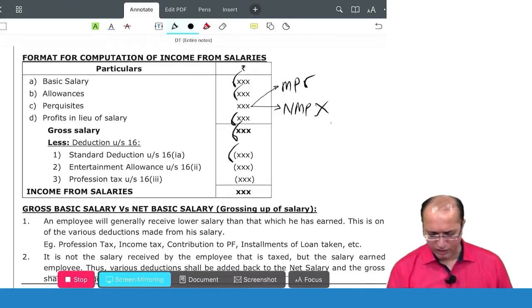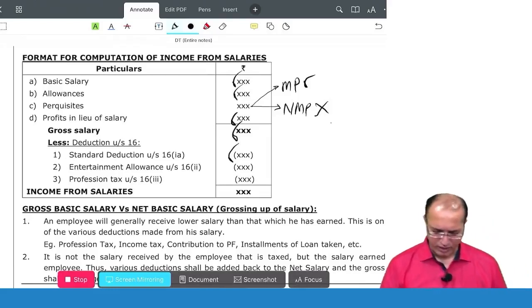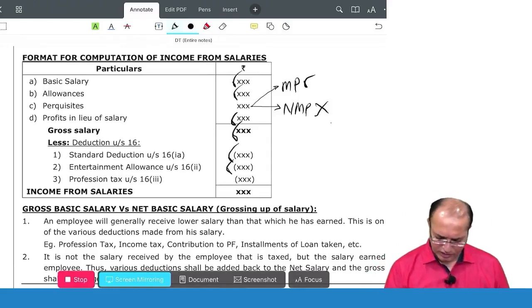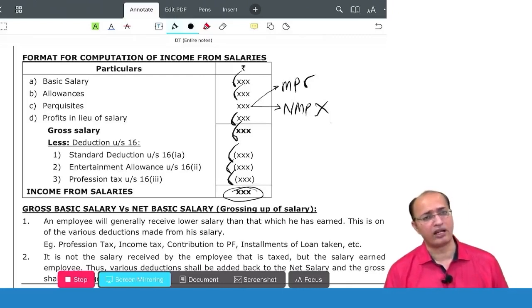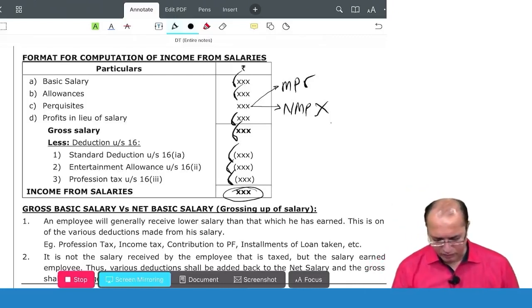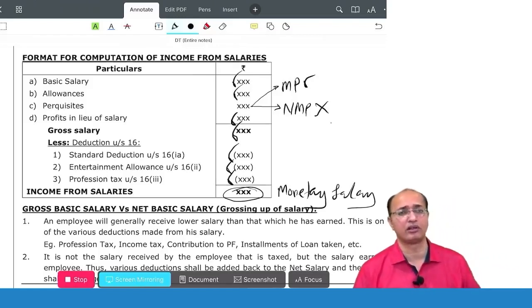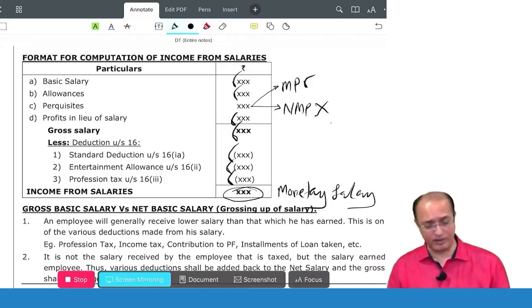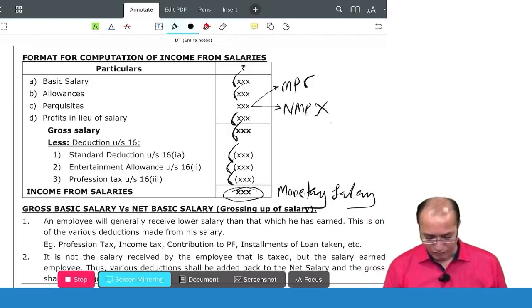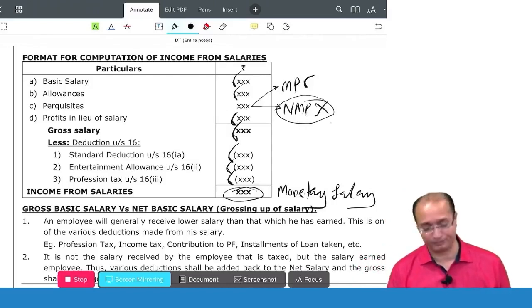From that you deduct standard deduction under section 16 clause A, entertainment allowance under section 16 clause 2, profession tax under section 16 clause 3. Thereafter, whatever amount you get now, that is nothing but the salary. I can use the word monetary salary. Why? Because we are removing only one thing from here. What is that? Non-monetary perquisite. Otherwise, the entire income from salary computation statement remains the same.